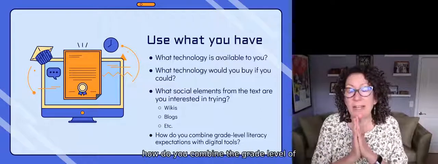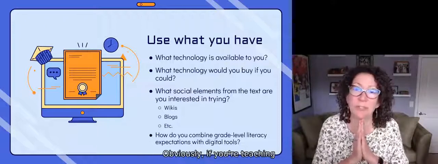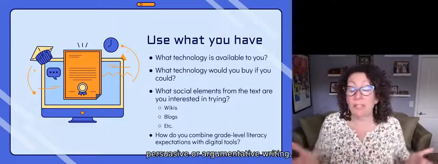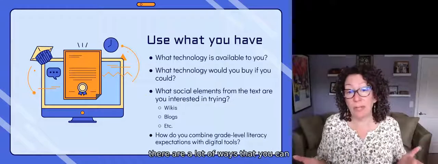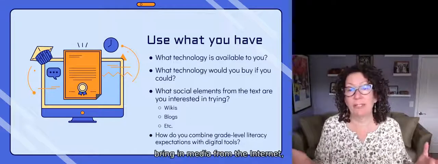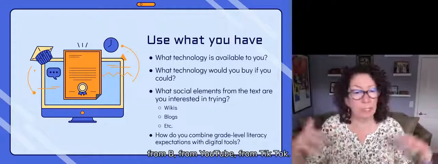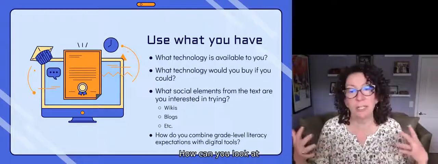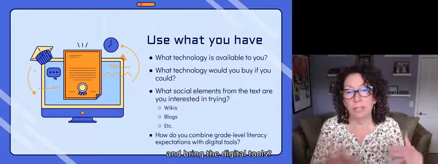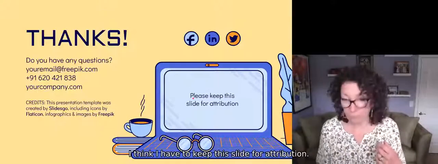And that last question there is, how do you combine grade level literacy expectations with digital tools? So obviously, if you're teaching persuasive or argumentative writing, there are a lot of ways that you can bring in media from the internet, from YouTube, from TikTok. How can you look at those Common Core state standards and bring the digital tools in?